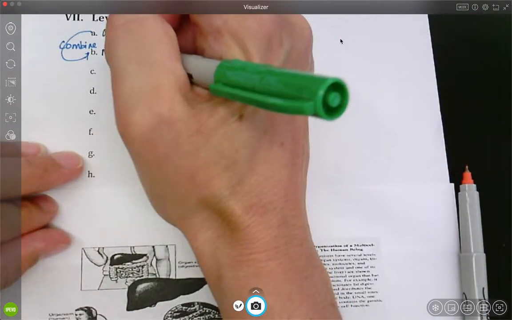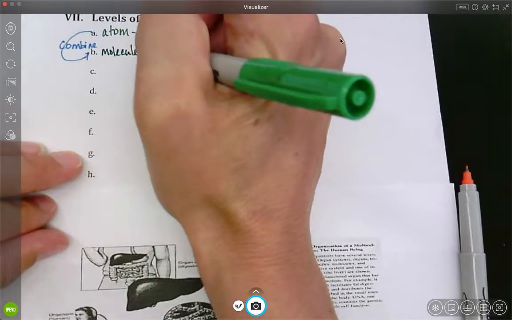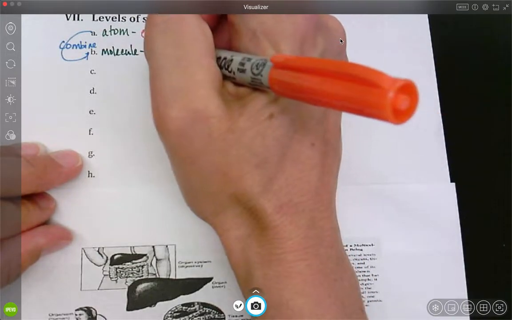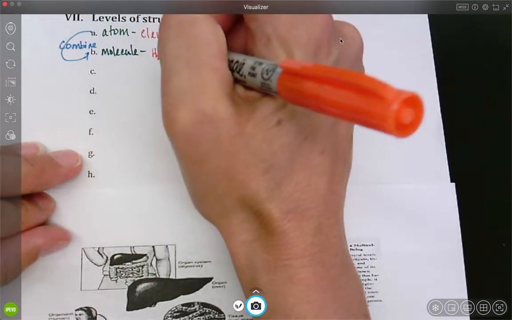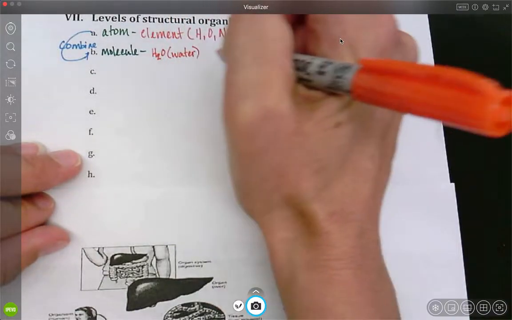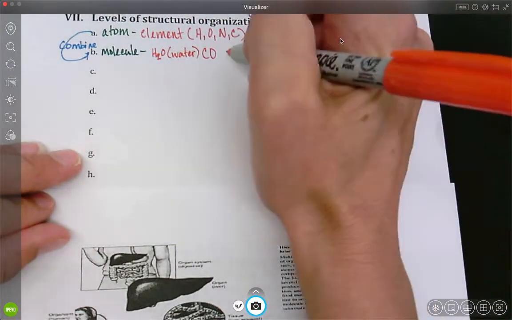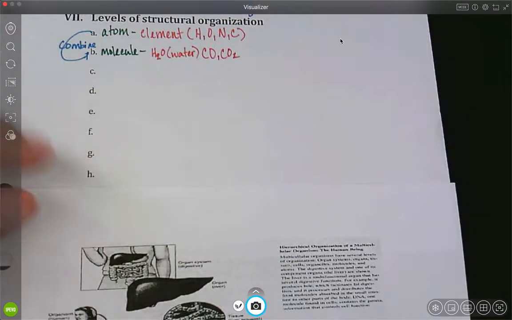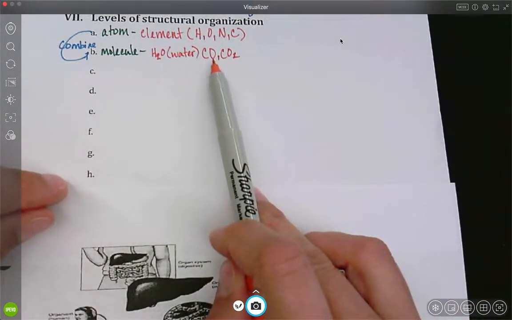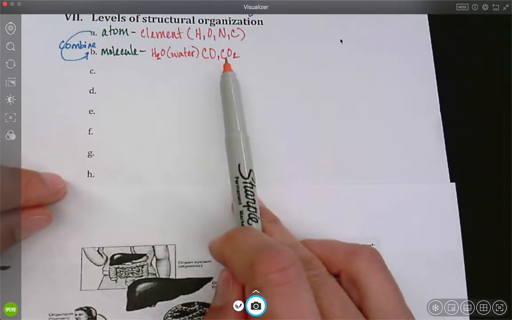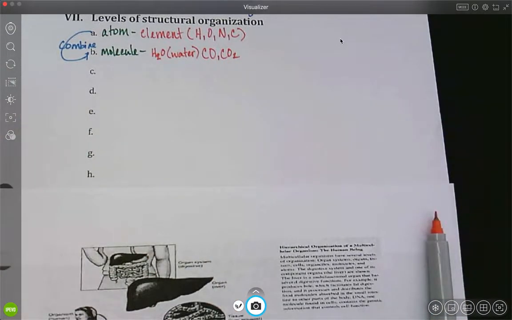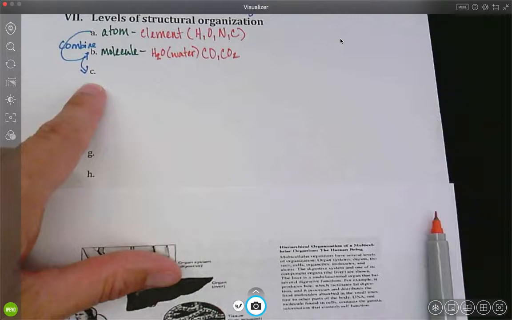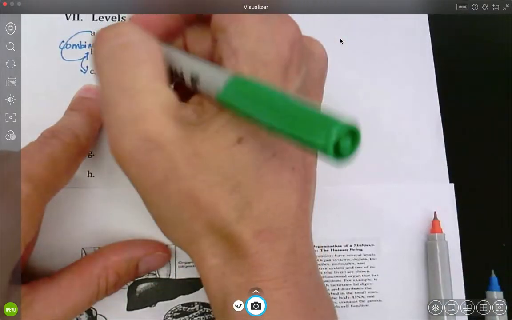Next we have a molecule. So molecules. So these are my H2O or water, carbon monoxide, carbon dioxide. Those are going to be my molecules. You see that I have two elements together. So I took two elements, I put them together, and now I have a molecule. So again, I'm going to combine that to make the next layer. So I take molecules, I put them together. Next thing is an organelle.